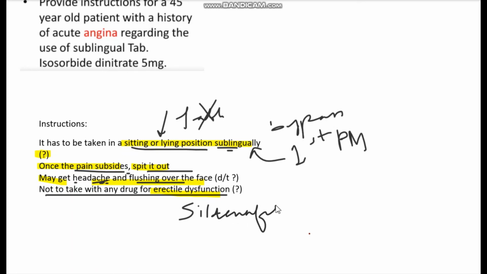Now, what do these drugs do? Sildenafil, the mechanism of action is that it is a phosphodiesterase inhibitor. Phosphodiesterase means there is an enzyme, and this enzyme is causing destruction of cyclic GMP and cyclic AMP.